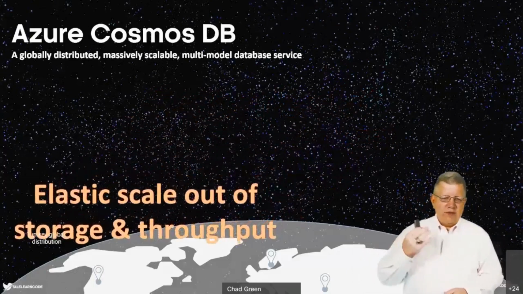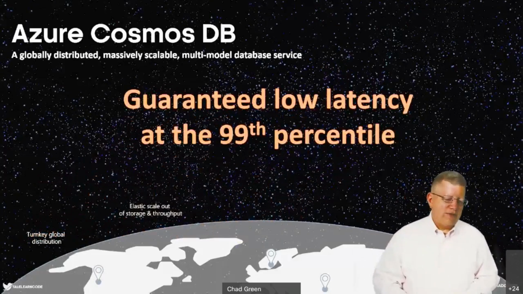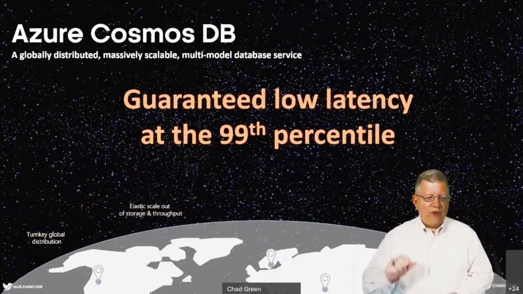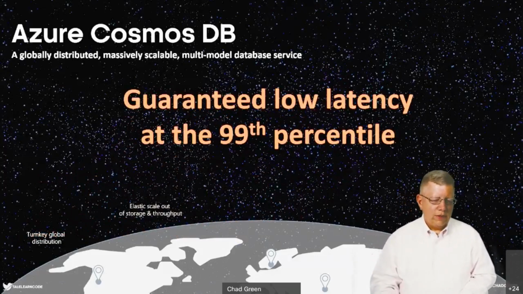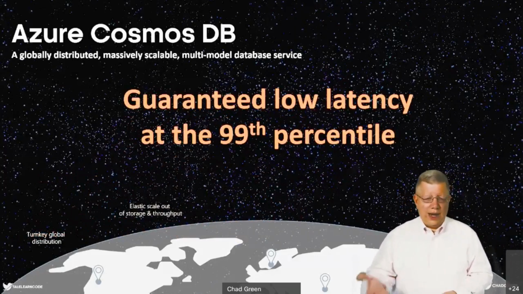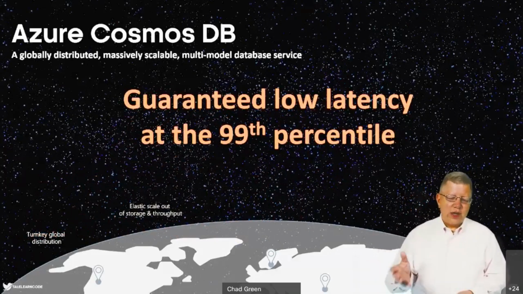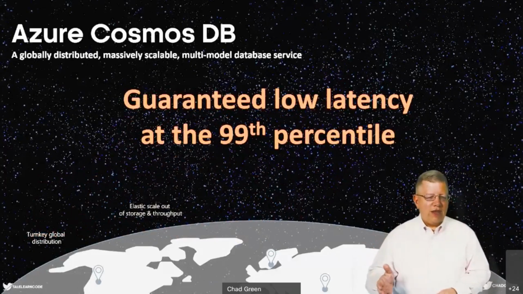Okay, next is the guaranteed low latency at the 99th percentile. So Azure actually guarantees 10 millisecond reads and writes latency times. And that is just amazing. On top of it, to think about it, everything in a Cosmos container is indexed. Every single property, they index everything. And yet they still can guarantee less than 10 milliseconds.